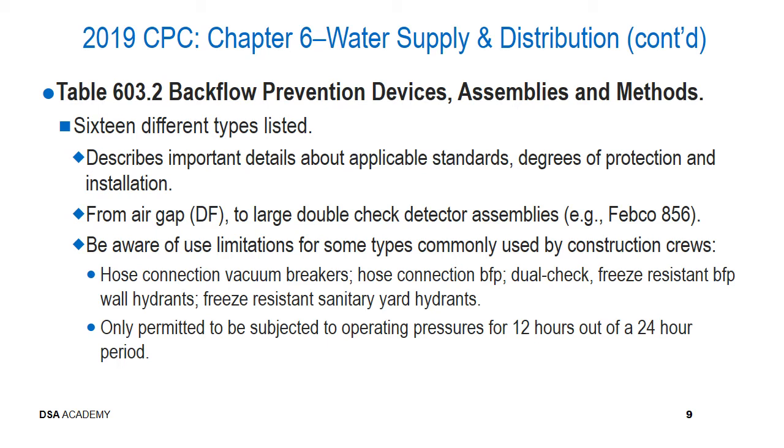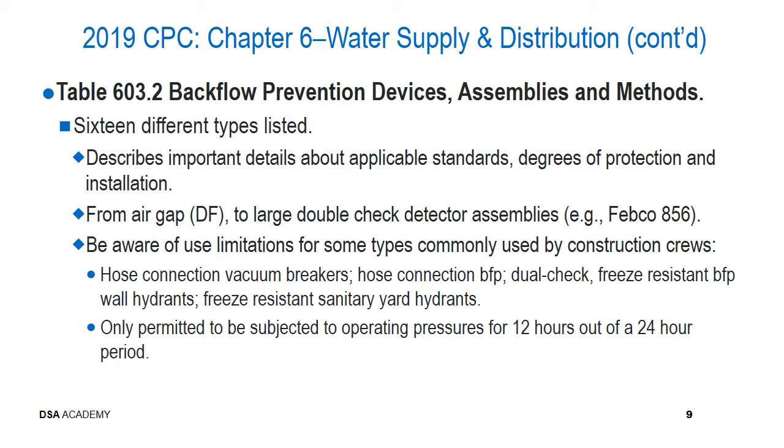They vary from the simplest, which would be considered an air gap, which we see on equipment such as drinking fountains, dishwashers, even some water closets, to large double check, double detector assemblies such as a Febco 856. These are the giant ones that you generally see outside of buildings, and they're used very typically on systems which employ automatic fire sprinkler systems.